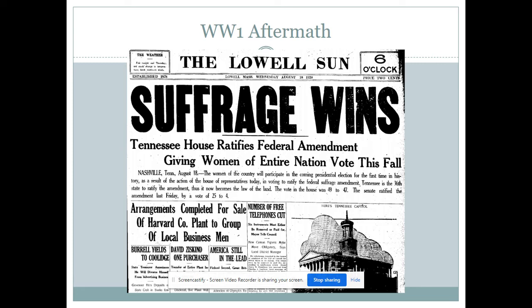It turned a lot of heads, as women's participation kind of proved that they were capable of voting. Now, they obviously did not need to prove this right to anyone, but that was the case here. This is a good newspaper to use because it's the Lowell Sun, right? Lowell, Massachusetts, where the Lowell Mill girls were, so you can kind of see that connection.